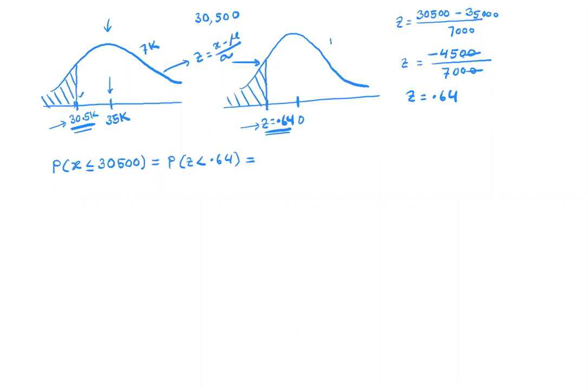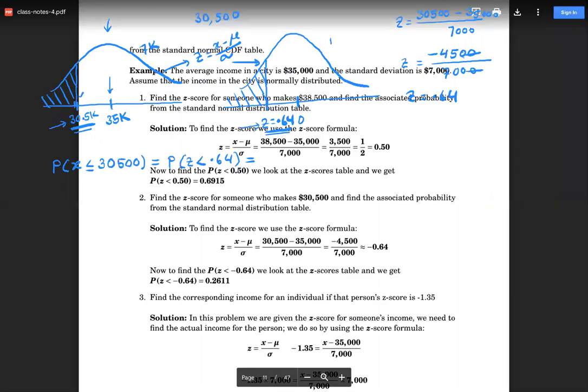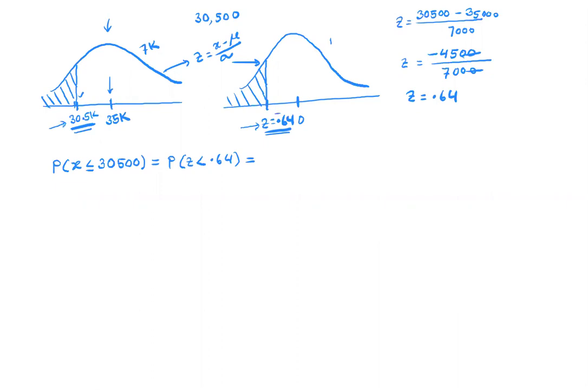Now we are going to find this value. Would it be negative 0.64 because you divided by a negative number? Oh, sorry. Thank you. Negative 0.64. I forgot. Thank you. Negative 0.64. So now we are going to go ahead and find this value.